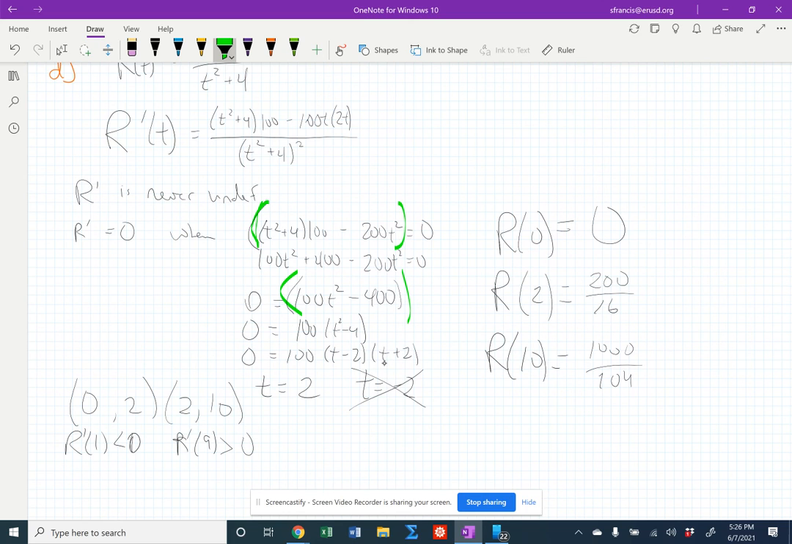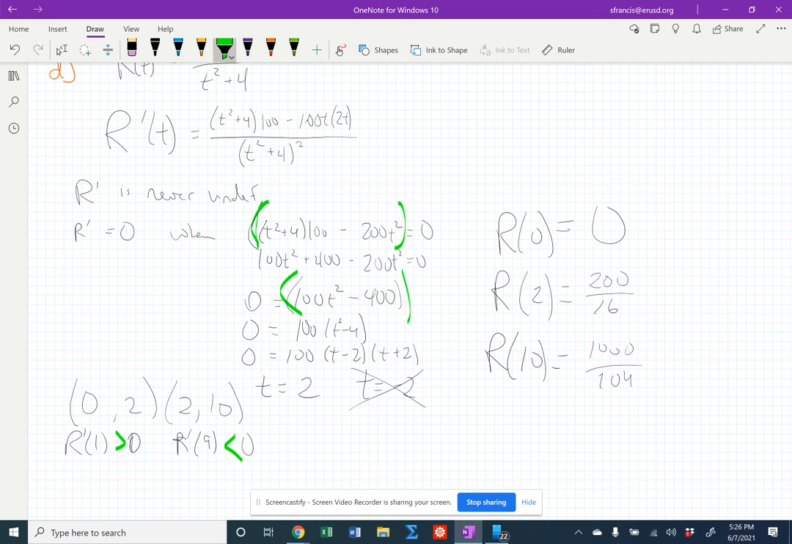If I plug 1 in here, we're going to get 5 times 100, which is 500 minus 200. That's positive. And if you plug in 9, you're going to get 81 and 4, which is 85. So 8,500, but now you're going to get 81 times 2. That 200, that's going to be larger. So this is going to be negative. So we do get a max here because the derivative is always positive before and always negative after.